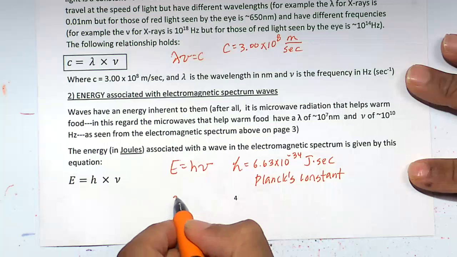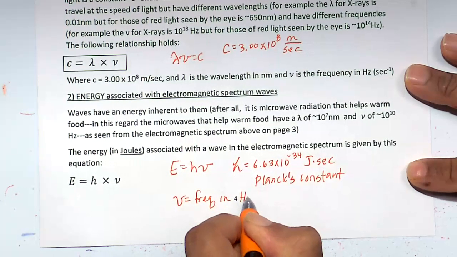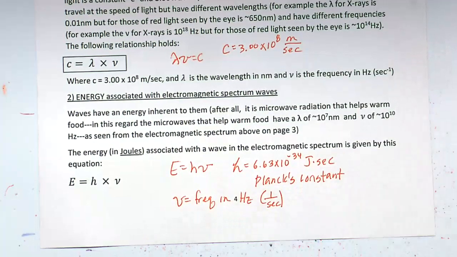And then obviously ν is frequency in hertz. The units of hertz are 1 over second.